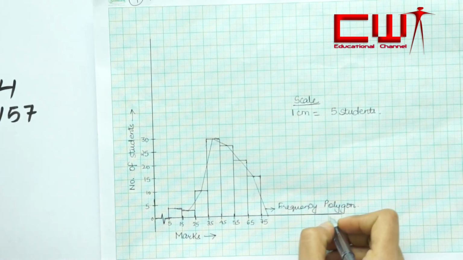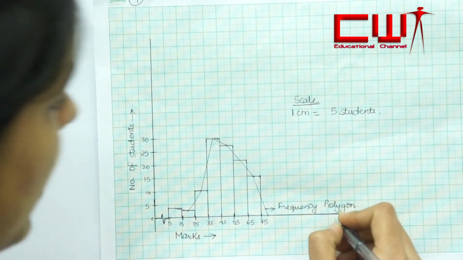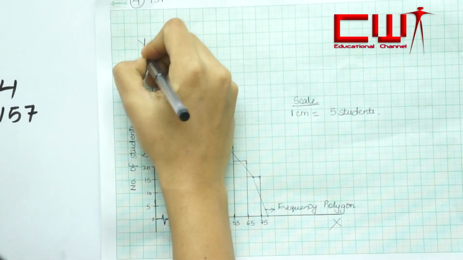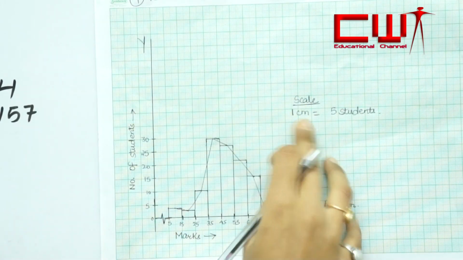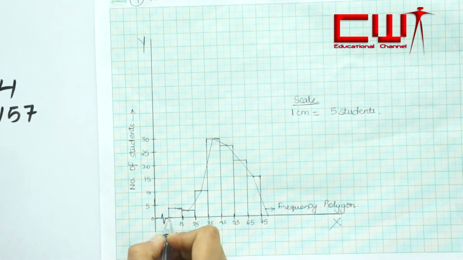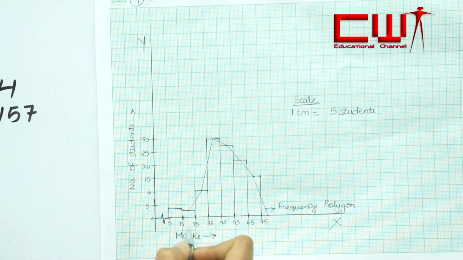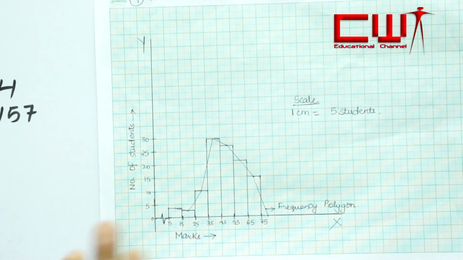You have the OX axis and the OY axis. On the OX axis you have the marks. On the OY axis you have the number of students. So the scale is 1 centimeter equals 5 students on the OY axis. Now see, what is the problem on the OX axis? This is 0, this is 5, 15, 25. From 0 to 5, what is the difference? 5. But the remaining difference is 10.